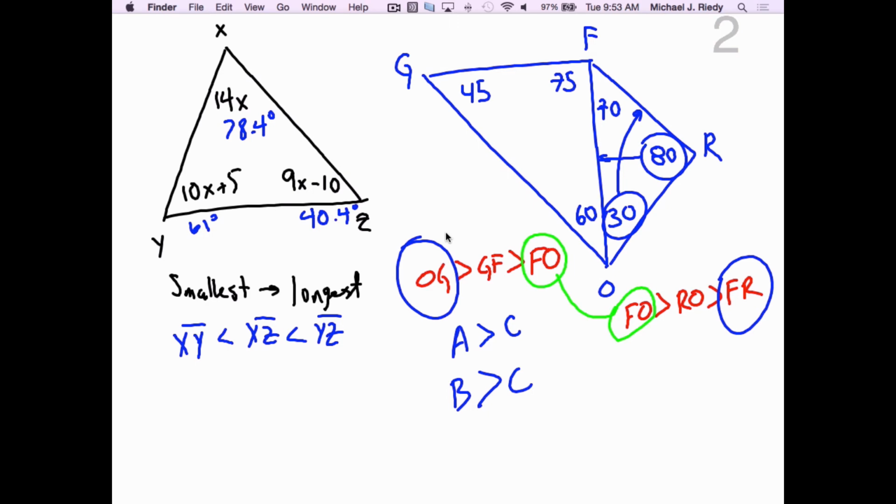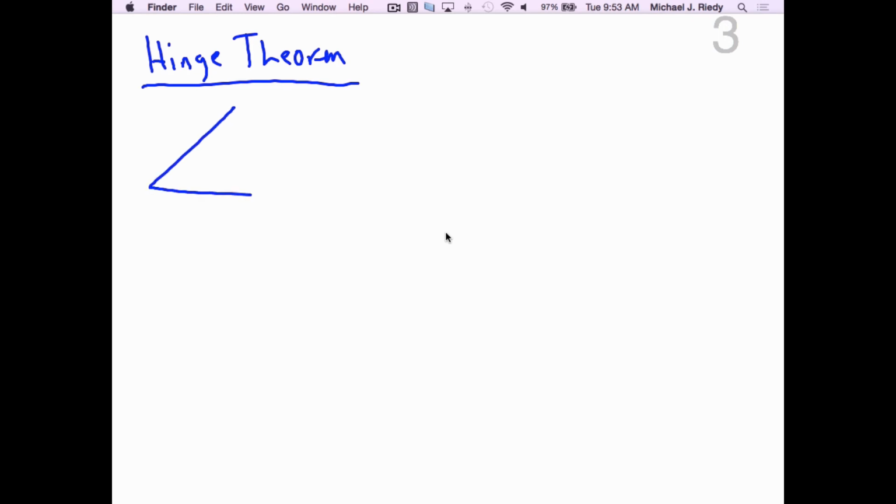So this all dealt with inequalities within a triangle, but we want to talk about something called the Hinge theorem now, which relates two triangles in an inequality to each other. And this one has a very specific setup. We have one triangle, we'll call this ABC. And we have another triangle, we'll call this XYZ.